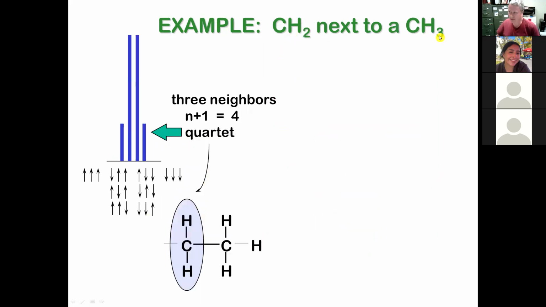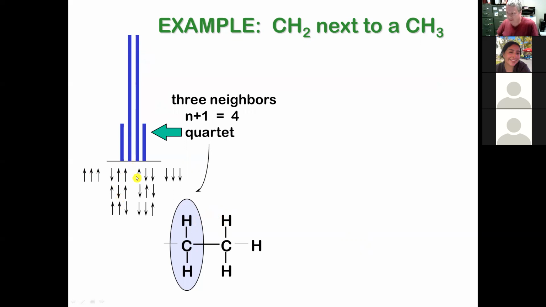CH2 next to a CH3, like an ethyl group, right? Looks a little funny, but it's really not that crazy. So the CH2, how many neighbors are there? There's 3, right? And they can be aligned, aligned, aligned, and that's the left peak of the quartet. Or they can be disaligned, aligned, aligned. Or aligned, disaligned, aligned. Or aligned, aligned, disaligned. So there's 3 different states of those 3 CHs, and that's the left big leg.